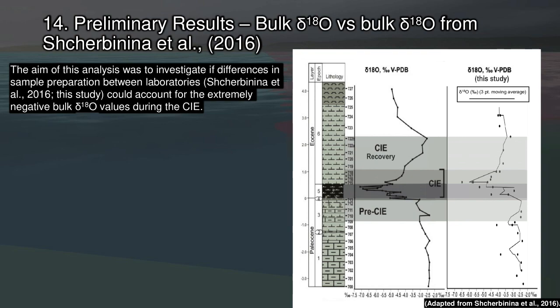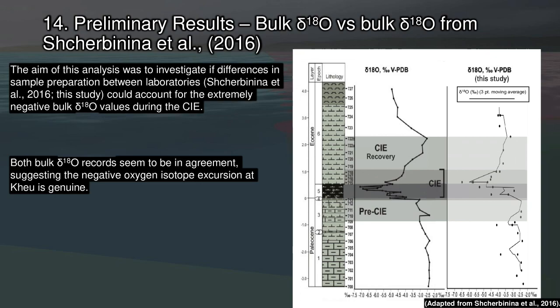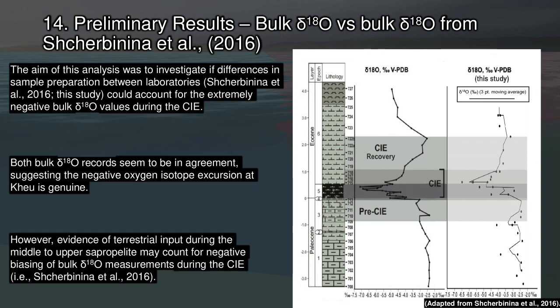When we look at the bulk oxygen isotopes and compare them to the published records, we can see that they're very similar, again showing this large negative excursion. The maximum value was negative 6.5. The most negative values within the published record go up to negative 7.5. So these are very negative values, more negative than we would expect to see. Again, it suggests that, especially within the saprophyllite horizon, there is some tentative evidence of increased terrestrial input through riverine input, and changes in salinity is one example that may account for a potential negative bias within bulk records.